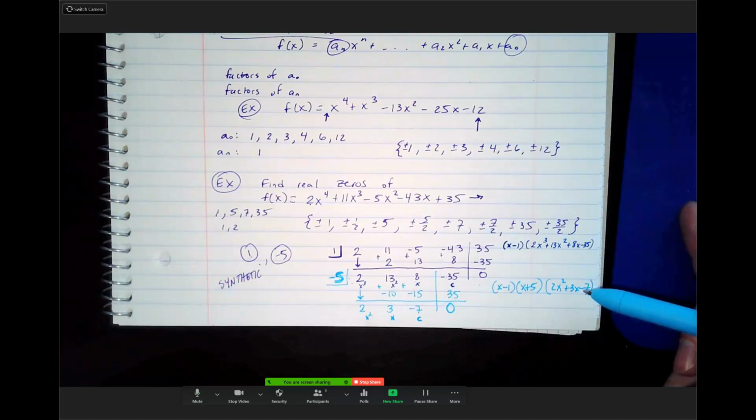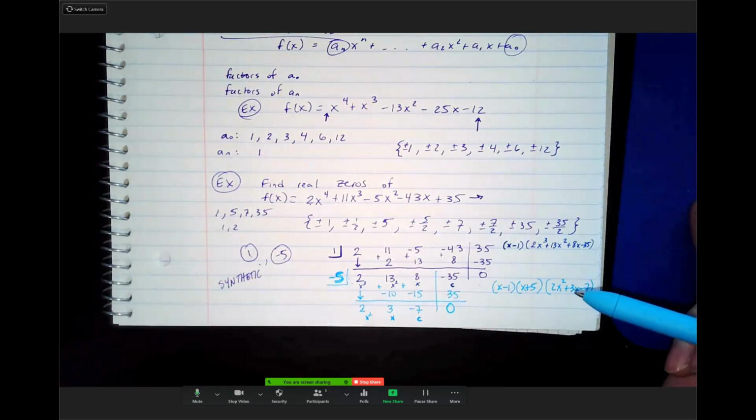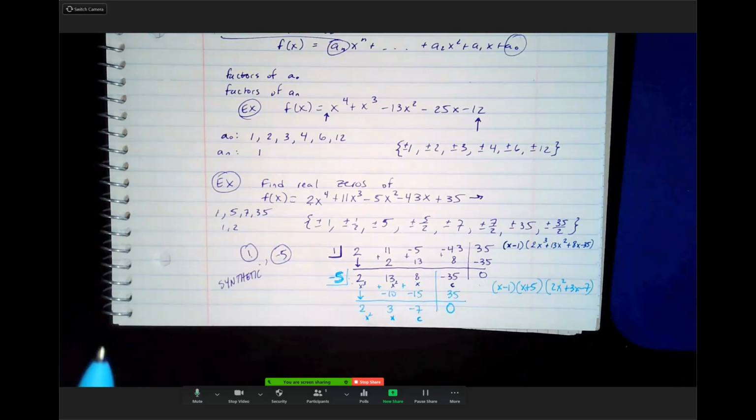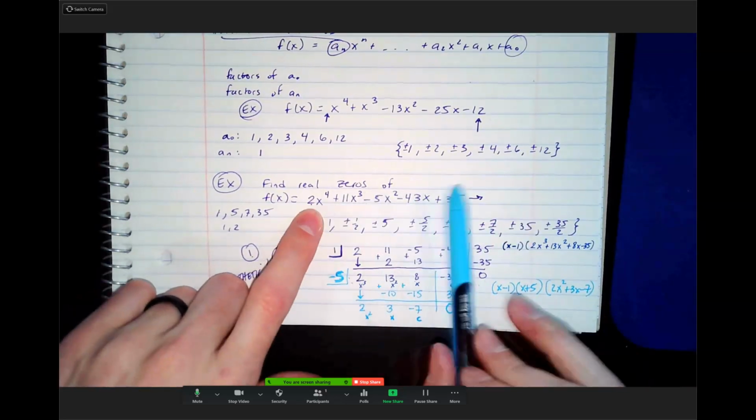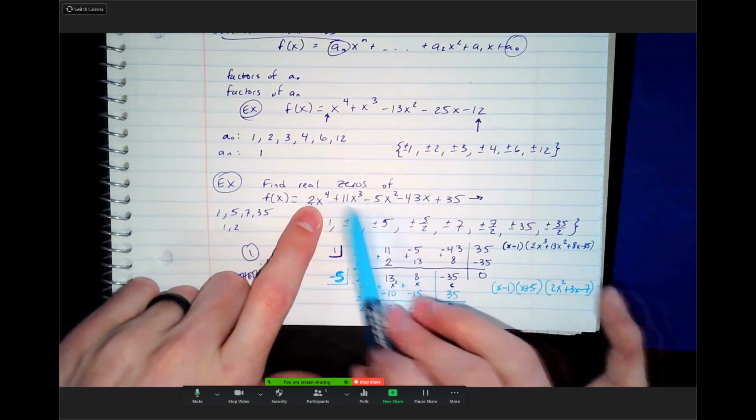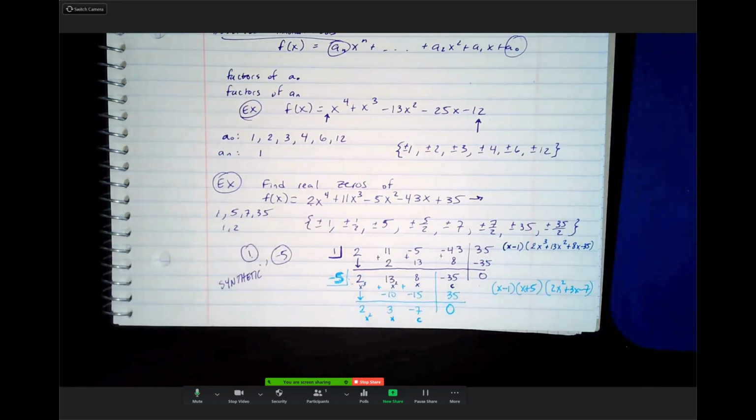When we get down to a quadratic, even if it's not factorable, you are able to find a real zero because you know how to do the quadratic formula. There's no quote-unquote quadratic formula for a quartic. There's no way to plug in numbers to find our 4 solutions to when it equals 0.